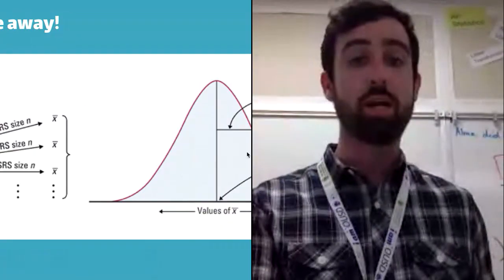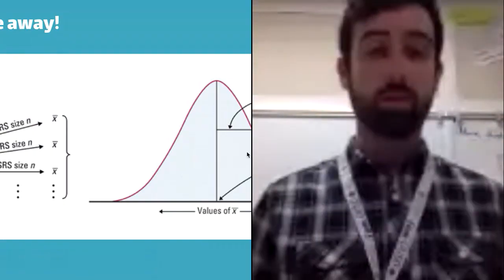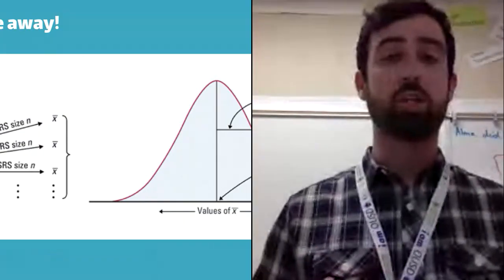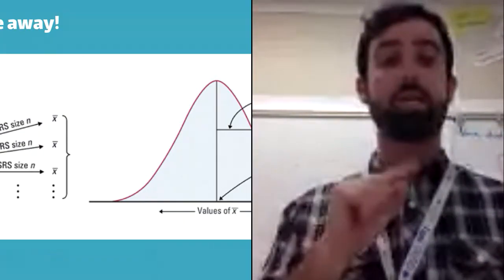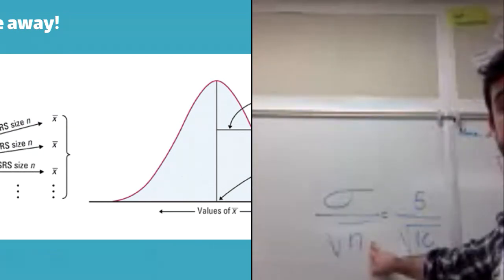This distribution right here of sampling means, the average is going to be the average of your population, and the standard deviation is going to be your original standard deviation divided by the square root of your sample size.